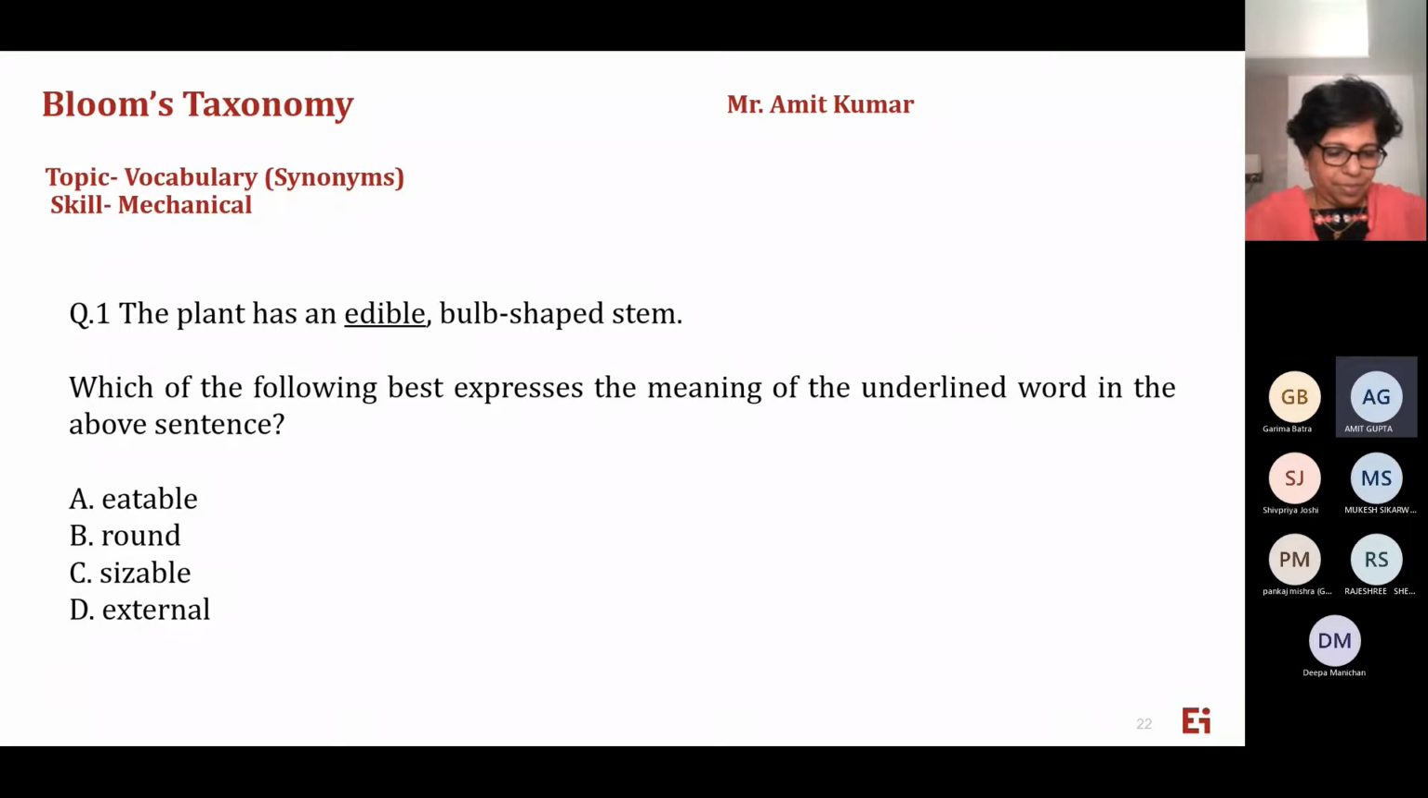The plant has an edible bulb-shaped stem. Which of the following best expresses the meaning of the underlined word in the above sentence? Option A, eatable; B, round; C, sizable; or D, external?